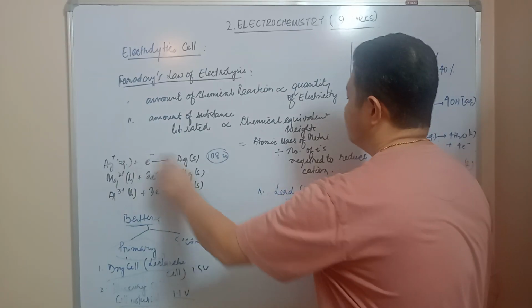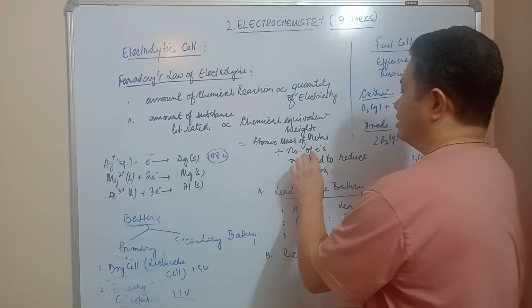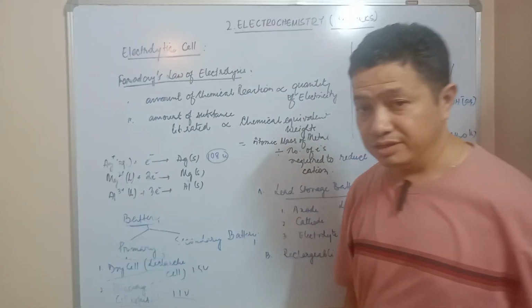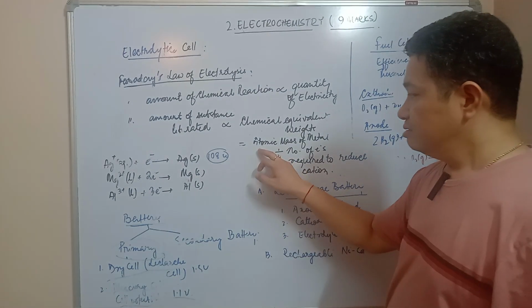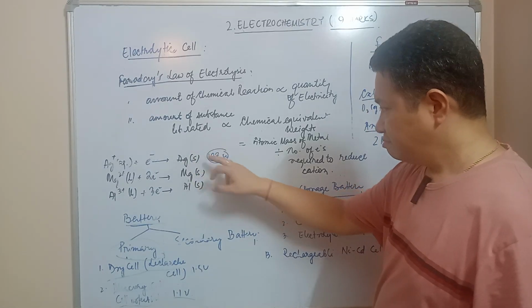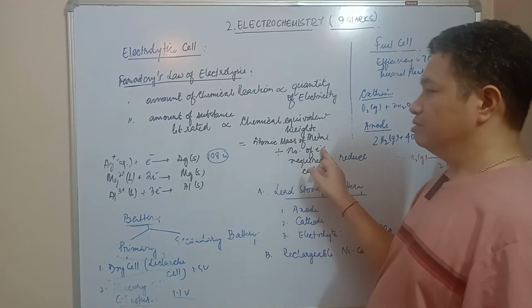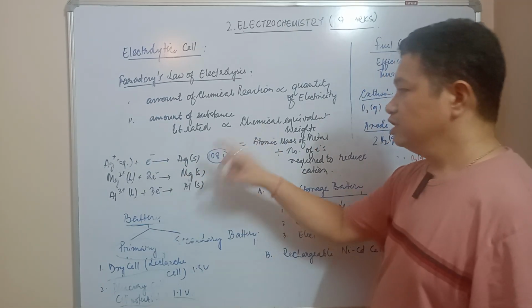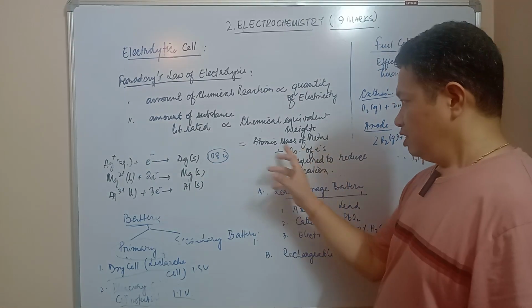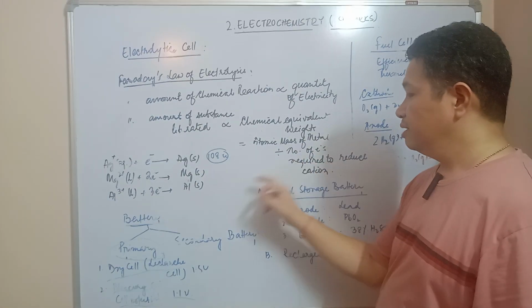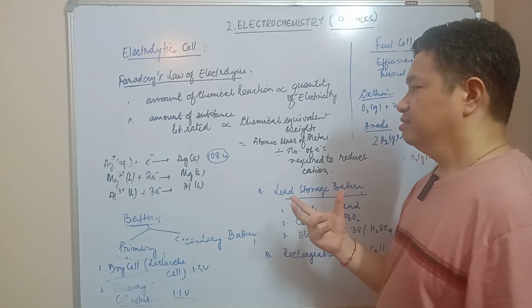For example, for silver you will divide by 1. For magnesium you will divide by 2. For aluminum you will divide by 3. Fine. So what is the atomic mass of silver? 108 divided by 1, because it needs only 1 electron. What is the atomic mass of magnesium? The atomic mass of magnesium is 24, divided by the number of electrons, 2, is 12.